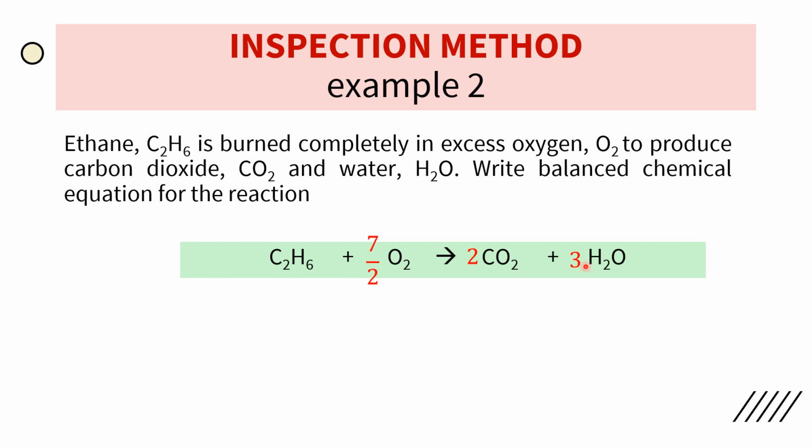Now the equation is already balanced. Let's check. For carbon atom, we have 2 carbon on the left and we also have 2 carbon on the right. Hydrogen, we have 6 hydrogen on the left and also we have 6 hydrogen on the right. For oxygen atom, 2 ni kita cancel out dengan 2 ni, so that means we have 7 oxygen on the left and also we have 7 oxygen on the right. So this equation is already balanced.